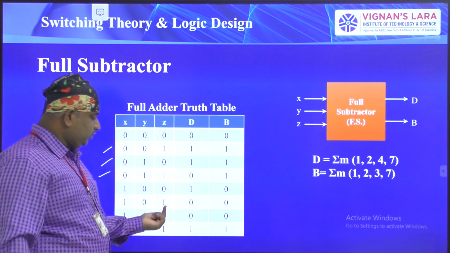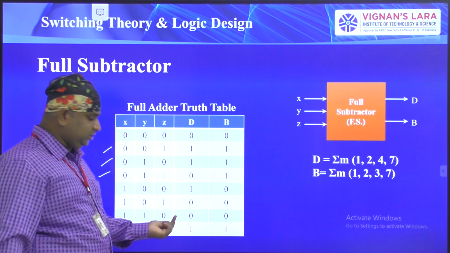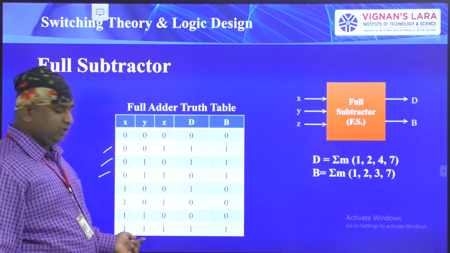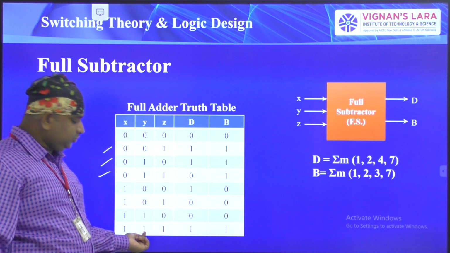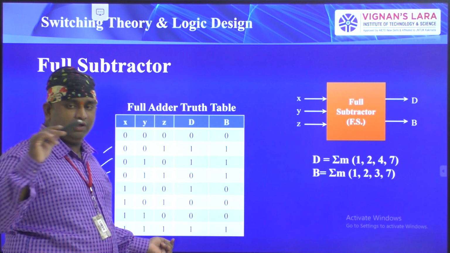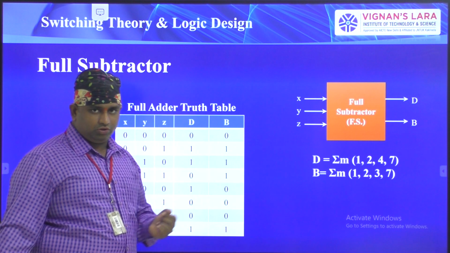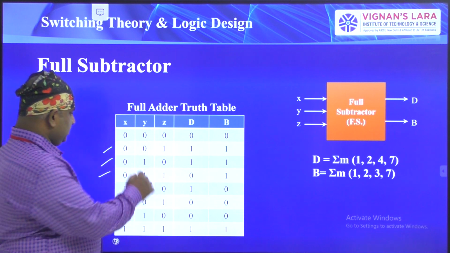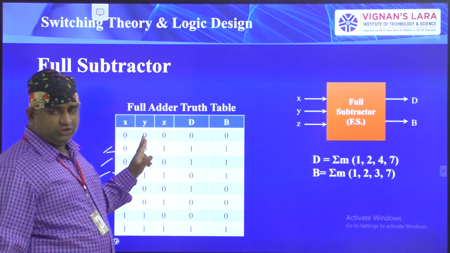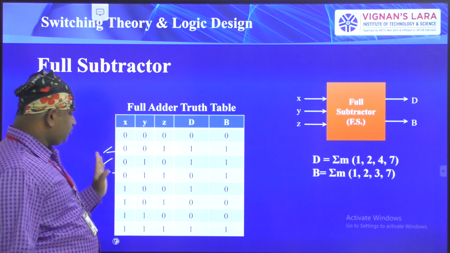Minus 1, 1 minus 1, that is equal to 0. Borrow also 0. 1 minus 1, again two ones are there. 1 minus 1, 0, and borrow also 0. 1 minus 1 minus 1. 1 minus 1 is 0. 0 minus 1, we have seen in the half subtractor concept, in 0 minus 1, the difference is 1 and borrow is equal to 1. Next, coming to this case, 0 minus 0 minus 1, that is equal to difference 1 and borrow 1, we have seen in the half subtractor.